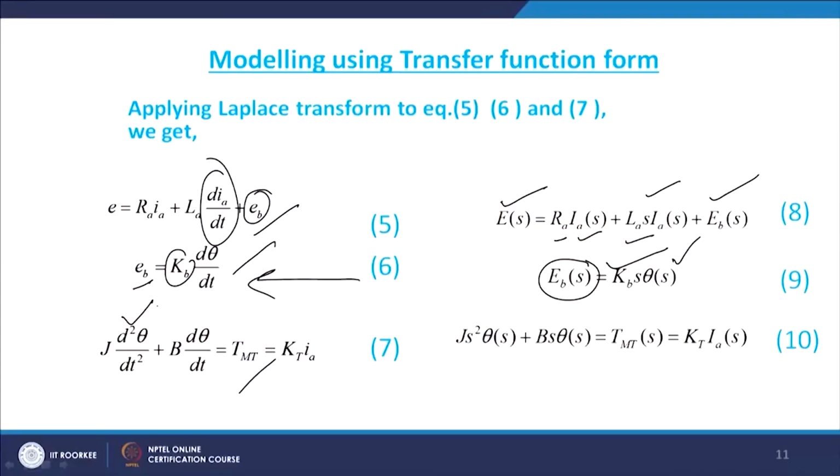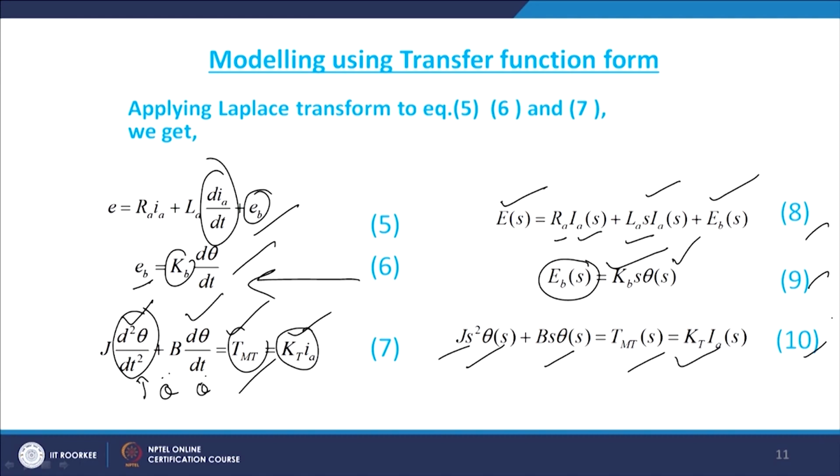Then motor torque: J d square theta by dt square plus B d theta by dt equals motor torque, which is K_t into I. Here J d square theta by dt square, that is theta double dot, is represented by s square theta(s). Then d theta by dt, theta dot, is represented by s theta(s), and this T_m(s) is K_t into I(s). Now equations 8, 9 and 10, these equations we got.